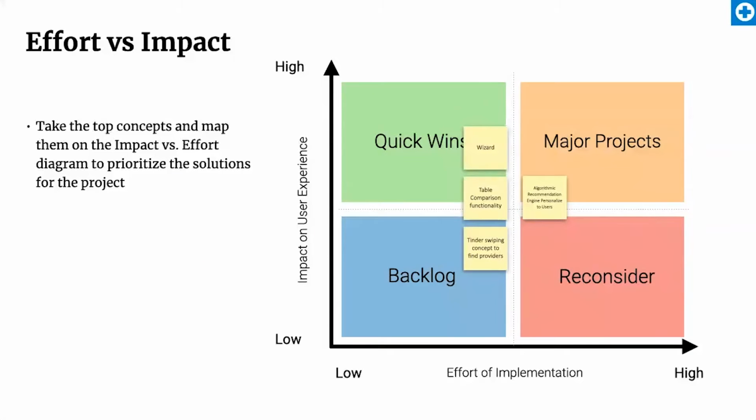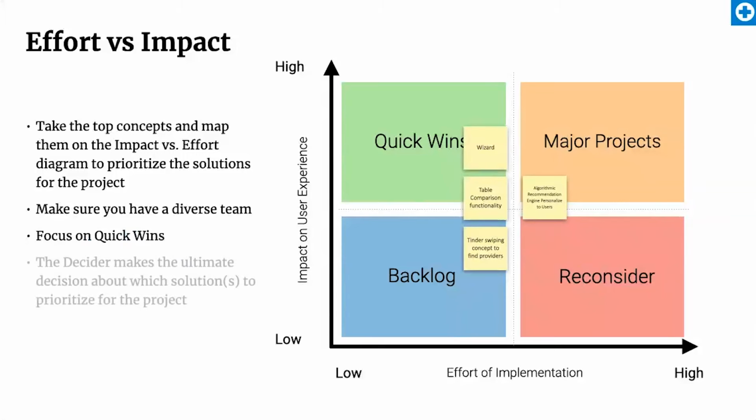You'll want to make sure you have representation from a diverse team: development, product, design, and an executive to estimate each idea against effort and impact on the business. Ideally, your team should be looking for ideas that fit in the quick wins quadrant, and the decider or executive usually makes the ultimate decision about which solutions to prioritize for the project.